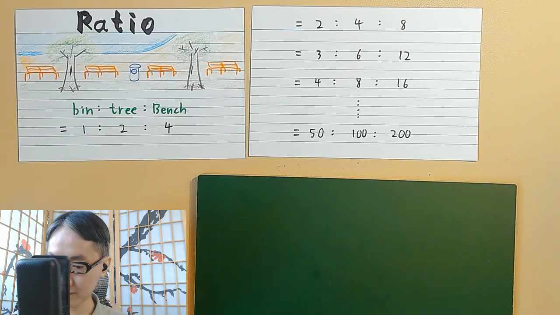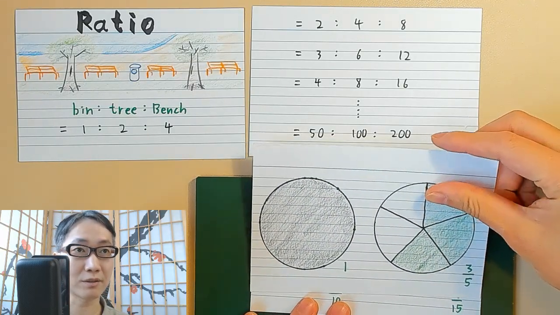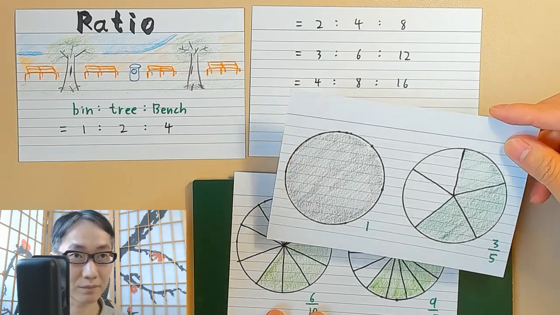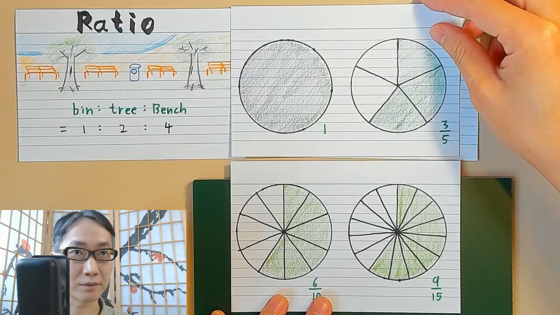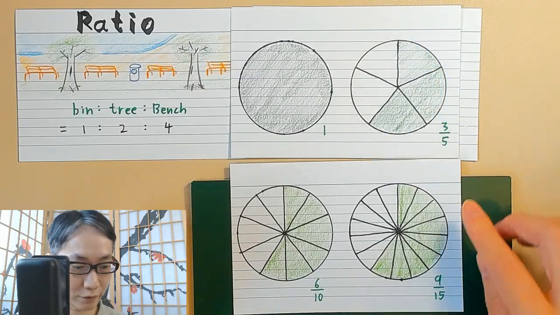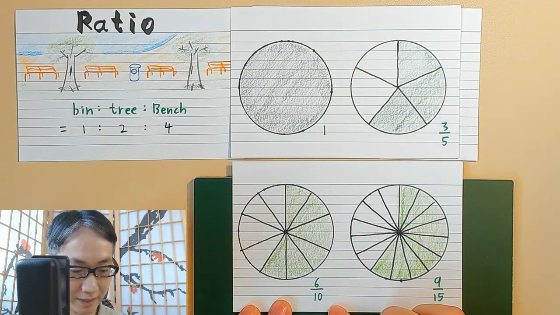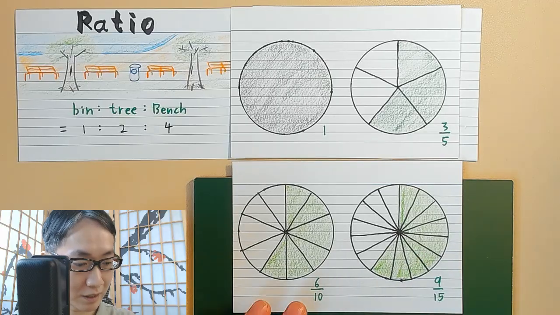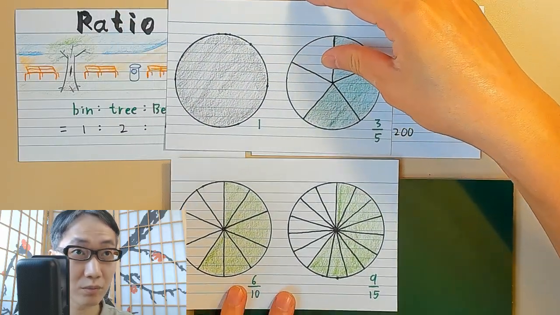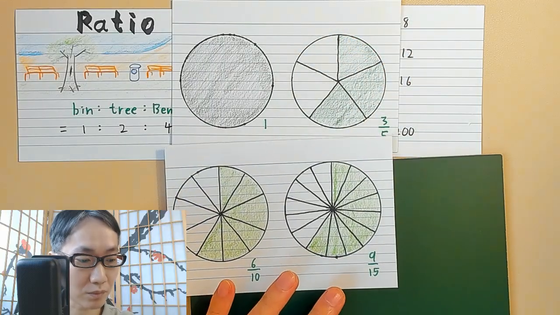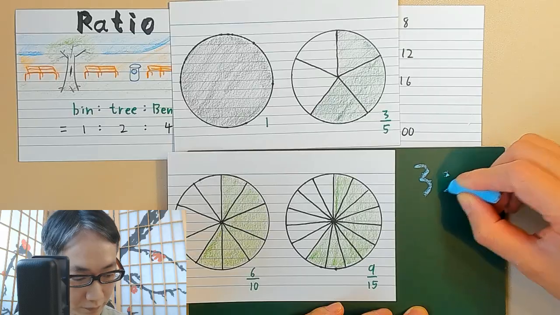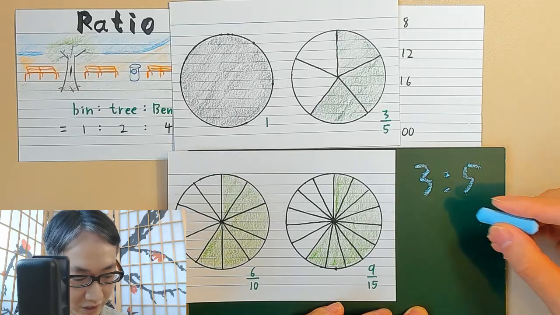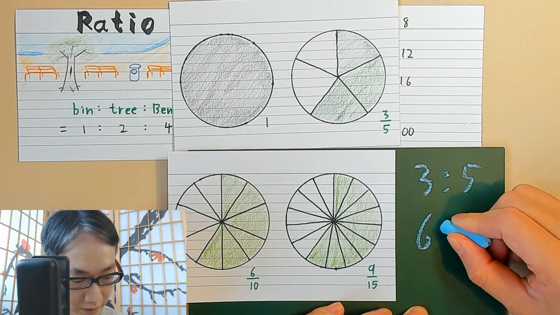Similarly, for fractions, like we talked about previously, 3 over 5 is the same as 6 over 10. It is like the ratio 3 to 5 is the same as the ratio 6 to 10.